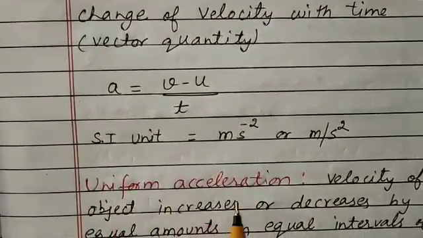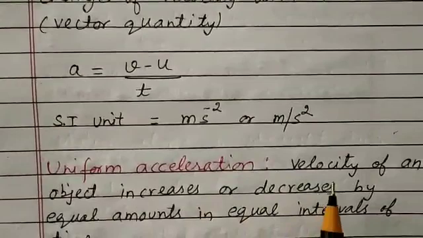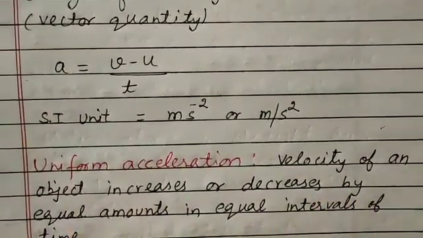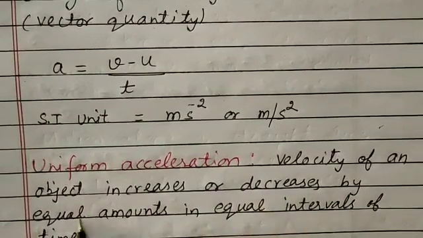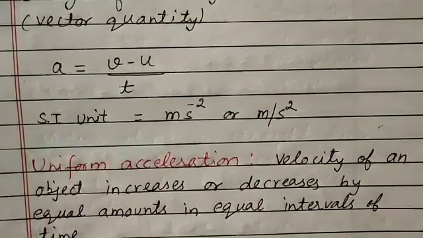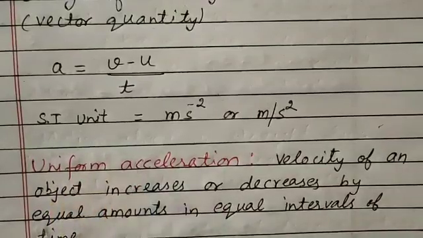Next one is uniform acceleration. When the velocity of an object increases or decreases by equal amounts in equal intervals of time, that type of acceleration is called uniform acceleration.